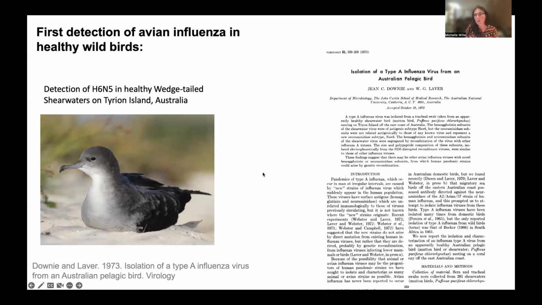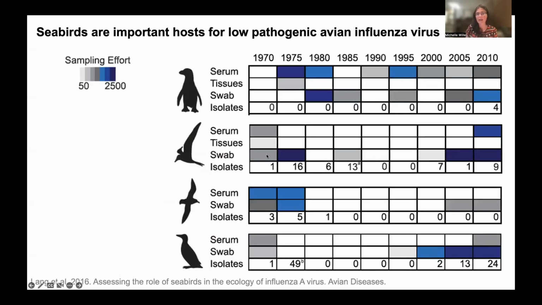And this really led us to appreciate the enormous diversity of low pathogenic avian influenza viruses, and that wild birds are a reservoir for these viruses. As time has continued, we've been sampling lots of different birds and appreciate that members of the Anseriformes and Charadriiformes are really the central reservoirs for these viruses, but seabirds are also implicated in the ecology of these viruses.